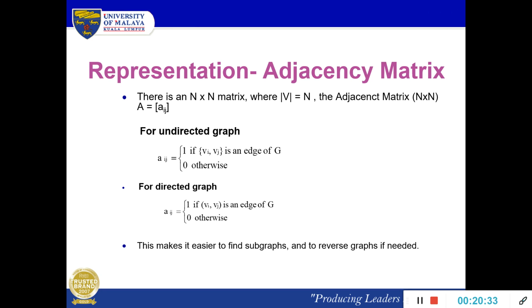So this is just the conclusion. Aij is 1 if (Vi, Vj) is an edge of G. For an undirected graph, it is I to J or J to I. For a directed graph, maybe I to J or J to I only, not the other way around. This makes it easier to find a subgraph or to reverse the graph if needed.